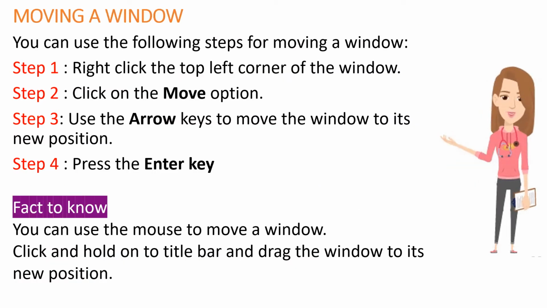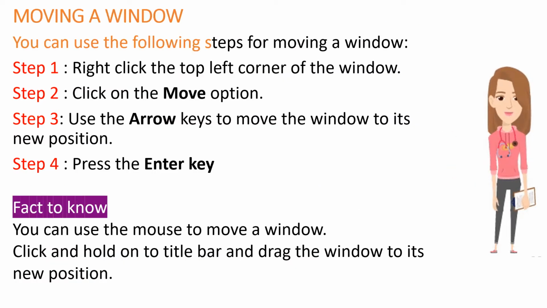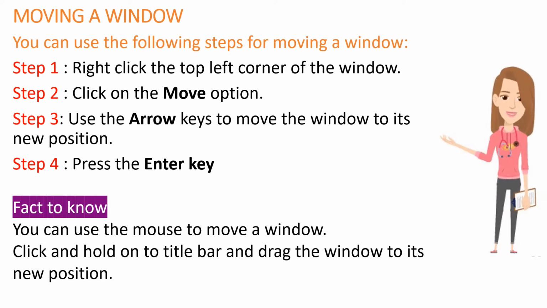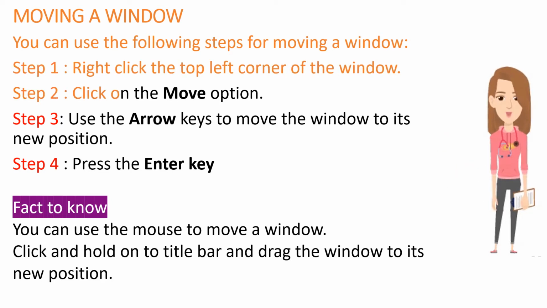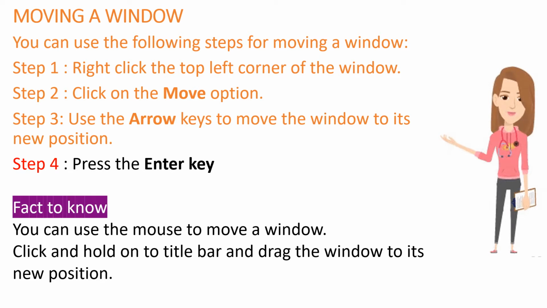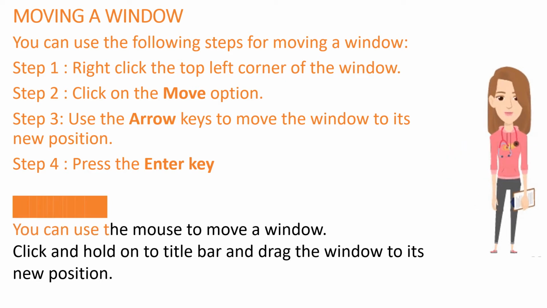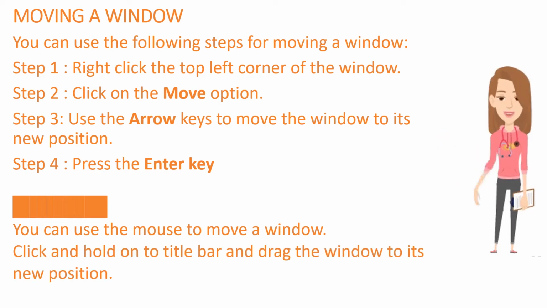Moving a window. You can use the following steps for moving a window. Step 1. Right click the top left corner of the window. Step 2. Click on the move option. Step 3. Use the arrow keys to move the window to its new position. Step 4. Press the enter key. Fact to know: you can use the mouse to move a window. Click and hold on to title bar and drag the window to its new position.